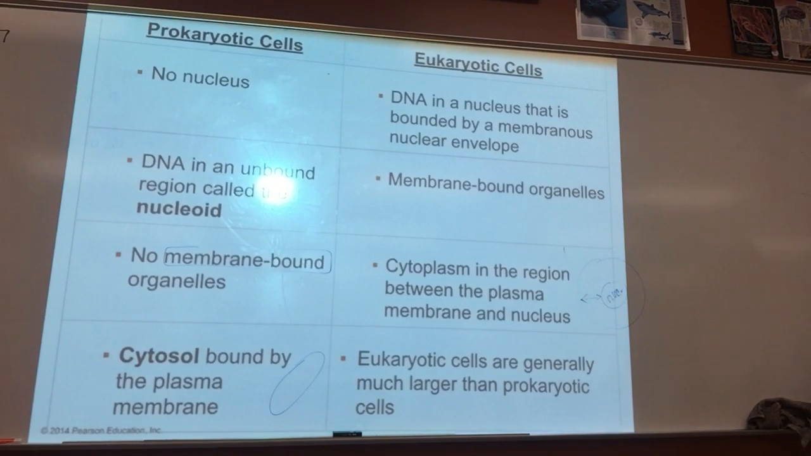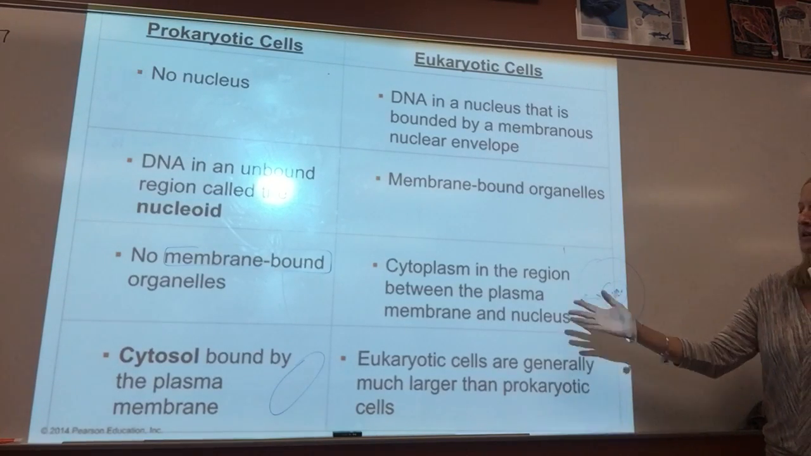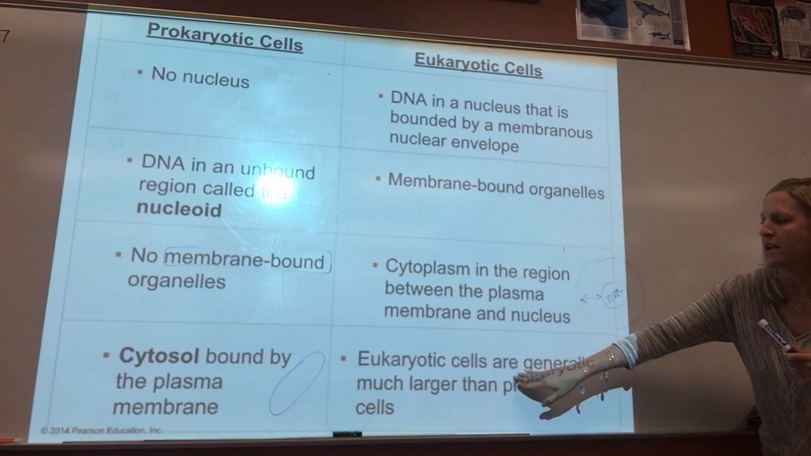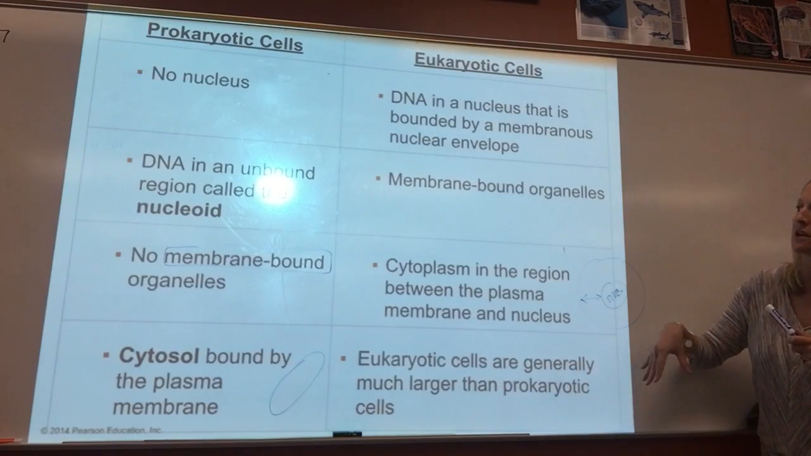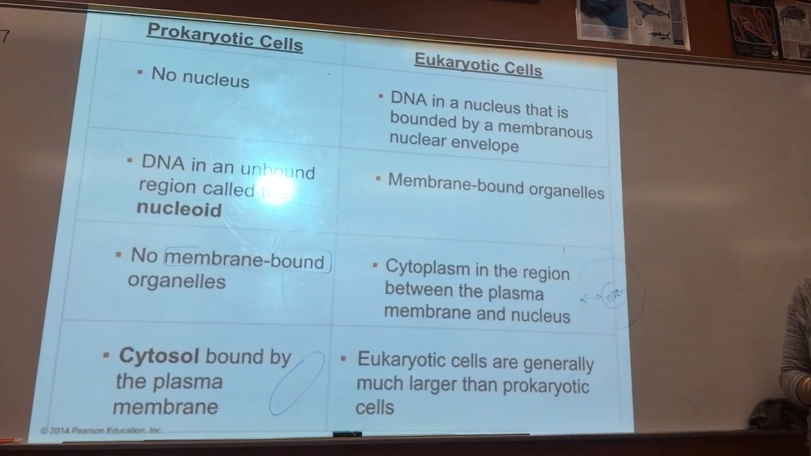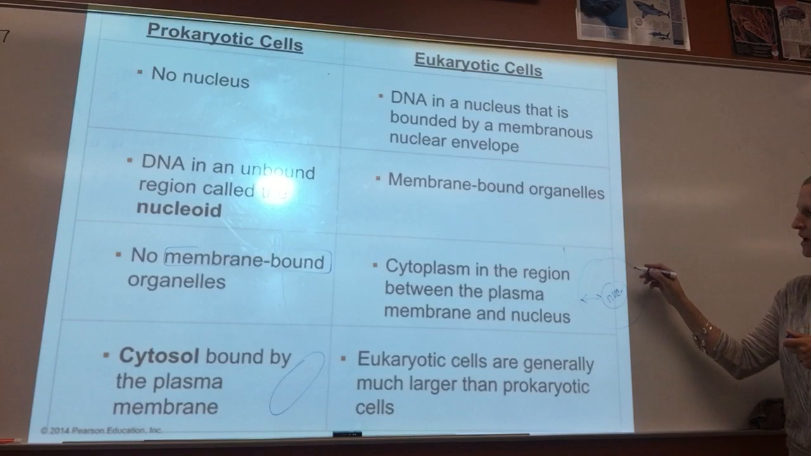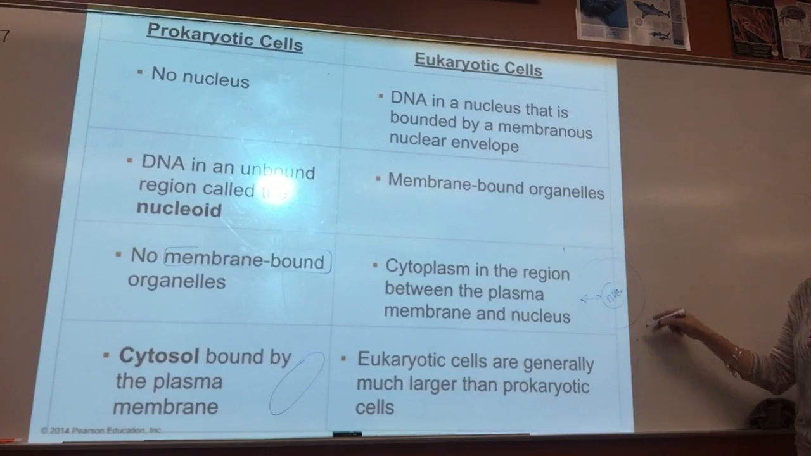And then as we saw in that website and the picture, eukaryotic cells are generally way bigger than bacteria. When we look at eukaryotic cells underneath the light microscope here in school, you can see the cell, you can see the nucleus usually. Sometimes it's hard to see the organelles and so on, but you can definitely see the nucleus in the cell.